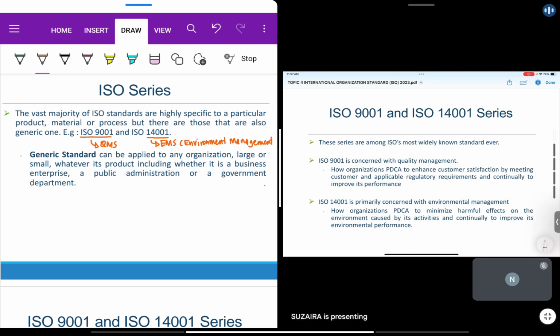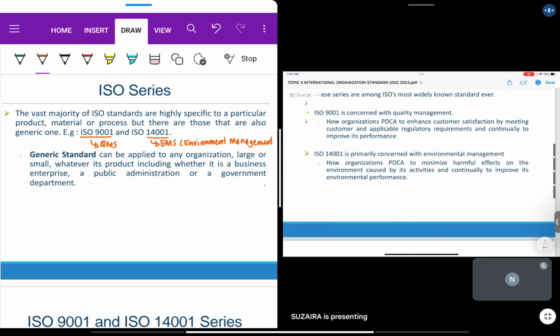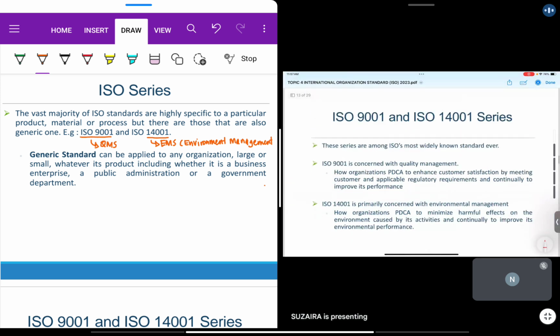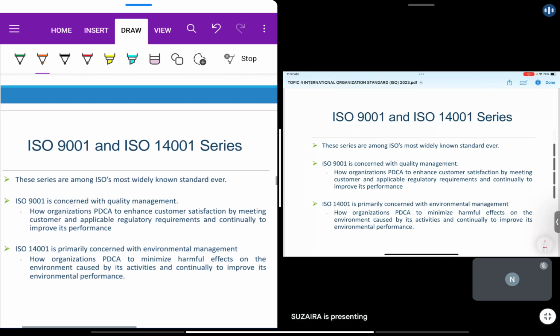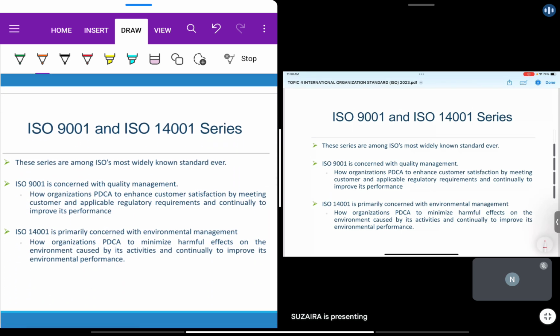Before we take a break for a while, this is actually the comparison between ISO 9001 and 14,001. ISO 9001 is concerned with quality management, more towards the PDCA cycle, plan, do, check, act, to enhance customer satisfaction by meeting customer and applicable regulatory requirements. So it is more towards the documentation that we prepare on how we tackle a product recall, for example, or how we handle customer complaints.